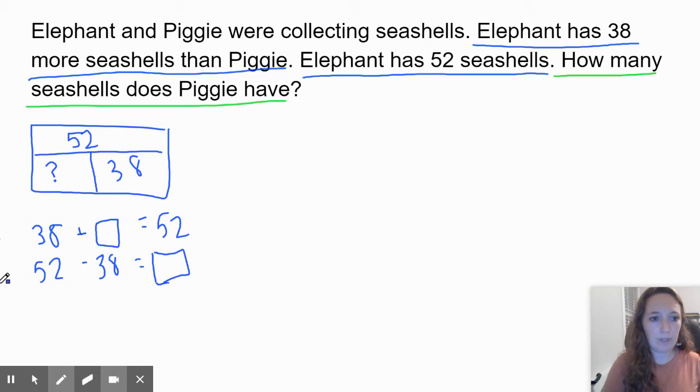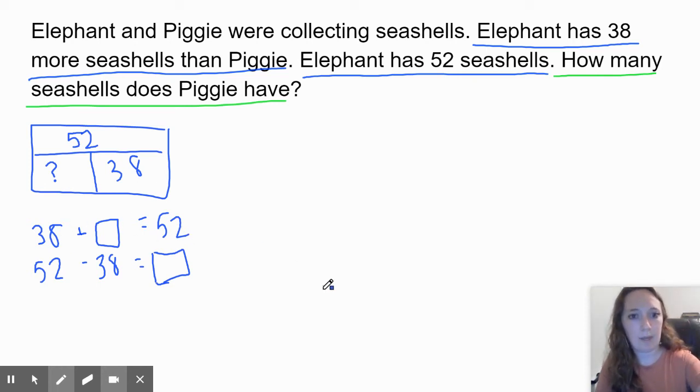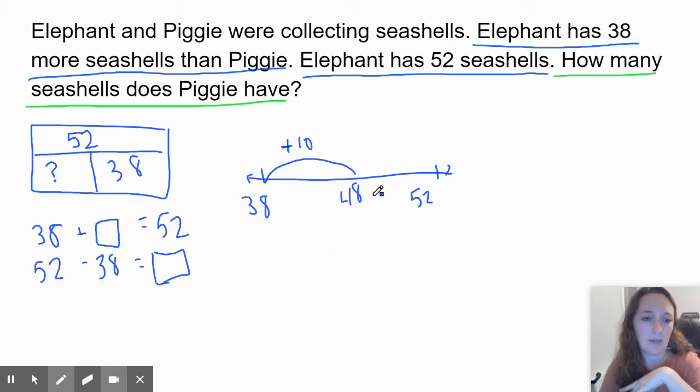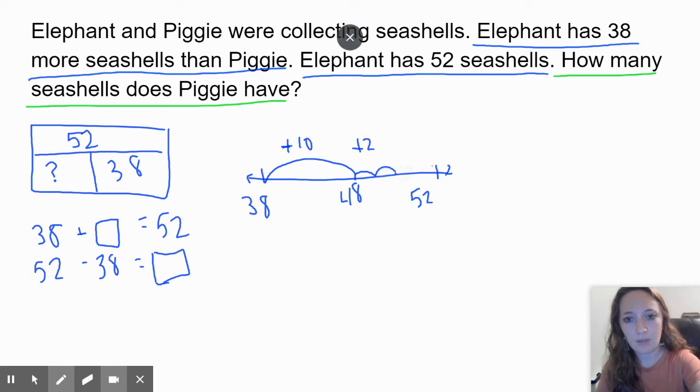With the first equation, I'm going to do an open number line. So we're going to start with 38 and we're going to jump until we get to 52. So 38, I'm going to do 38 plus 10 because that doesn't get me to 52 yet. 38 plus 10 is 48. And now I can only do one more because otherwise that would get me past 52. So 48 and then 2 more is 50. That's a friendly number. And then 2 more is 52.